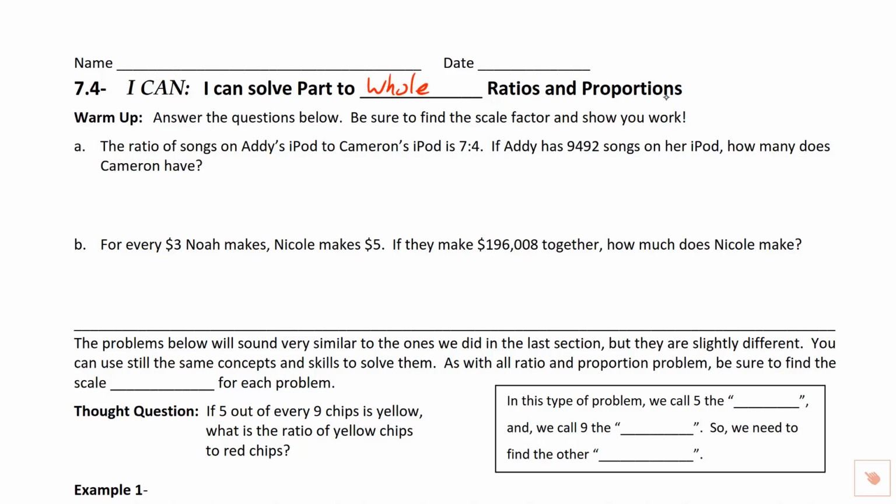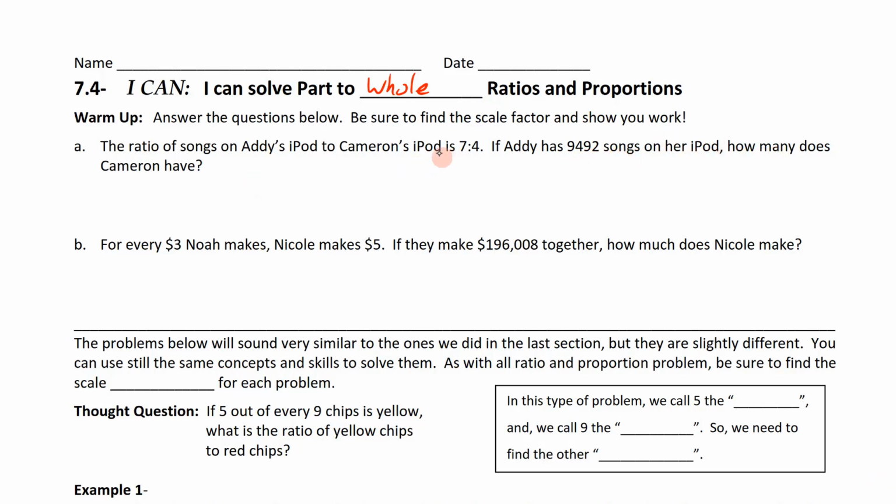So let's do the warm-up question here. It says answer the questions below. Be sure to find the scale factor and show your work. It says the ratio of the songs on Addie's iPod to Cameron's iPod is 7:4. If Addie has 9,492 songs on her iPod, how many does Cameron have?